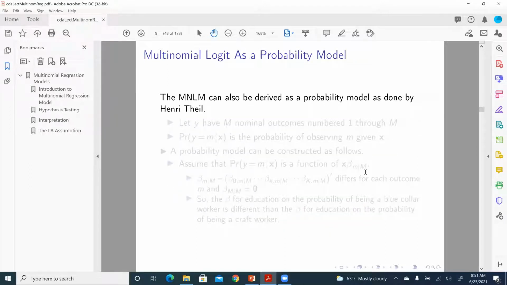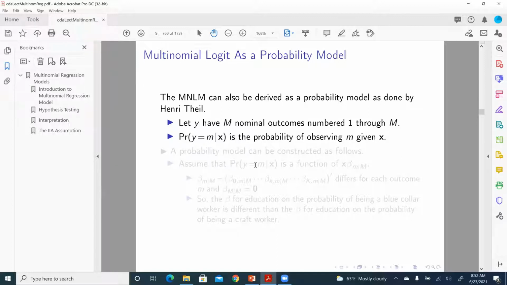Another approach is called the probability model approach. Well, the multinomial logit model can also be derived as a probability model, as done by Henri Theil. So here is the conceptual process. First, let y have M nominal outcomes, number 1 through M, and there's no numerical meaning whatsoever related to these M numbers. And the probability y equal to m, an individual making that choice, is the probability of observing m given x. Then a probability model can be constructed as follows.